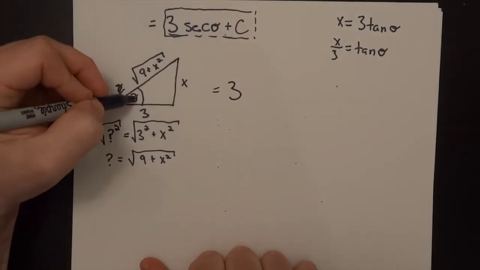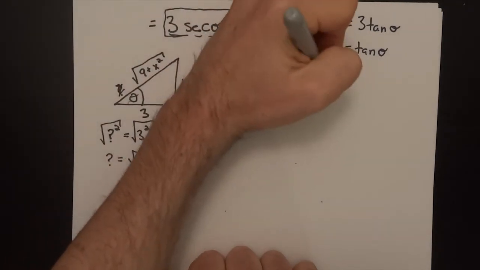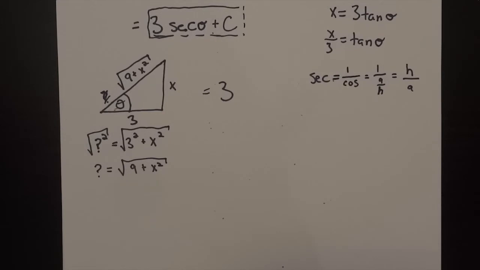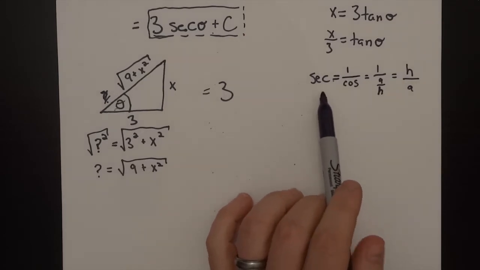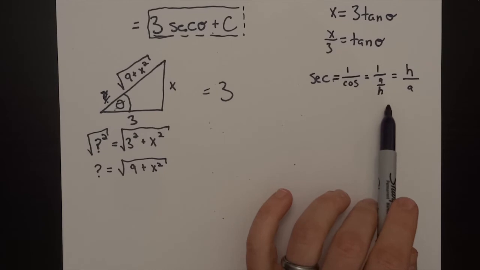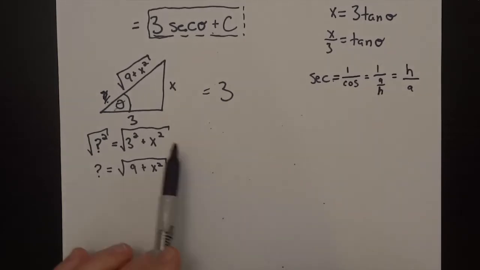So then you would say, okay, well now your answer is just 3 secant of theta, well, secant is just 1 over cos, right? So to finish this thing off, we just need to get our answer back in terms of x's. So we have secant equals 1 over cos, which is 1 over adjacent over hypotenuse, which is hypotenuse over adjacent. If you use your SOHCAHTOA, that's what you'd come up with.